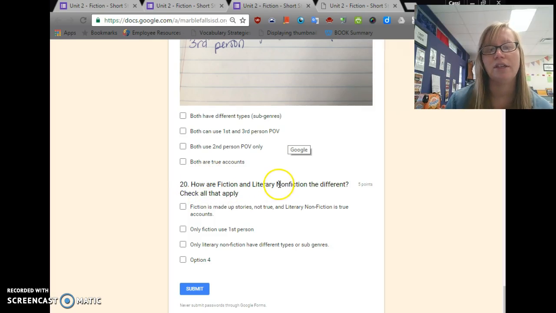20. How are fiction and literary nonfiction different? Check all that apply. Fiction is made up stories, not true, and literary nonfiction are true accounts. Only fiction uses first person. Only literary nonfiction have different types or subgenres.